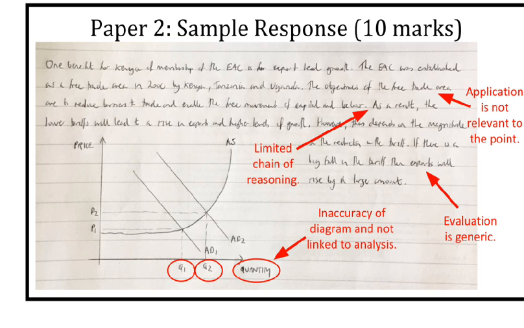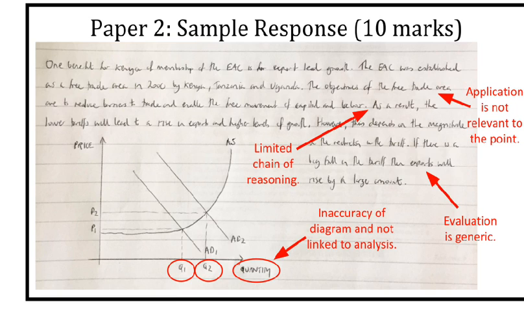The candidate then has a very limited chain of reasoning, saying as a result, the lower tariffs will lead to a rise in exports and higher levels of growth. This is correct in what they are saying, but it needs to be drawn out into stages of an argument.